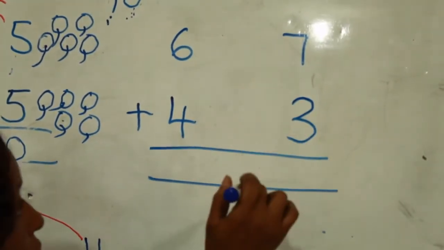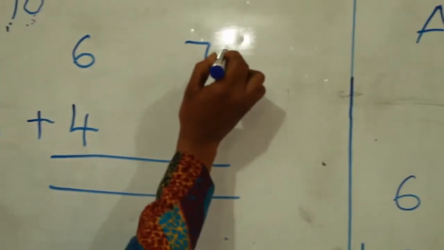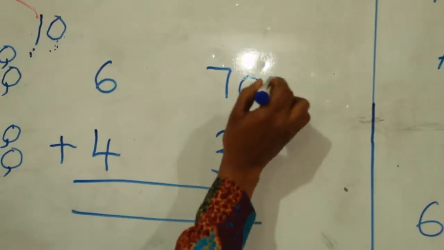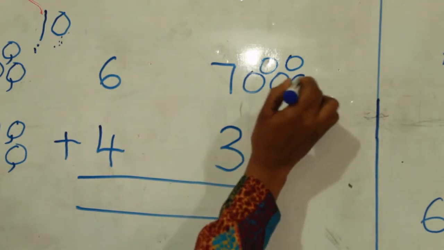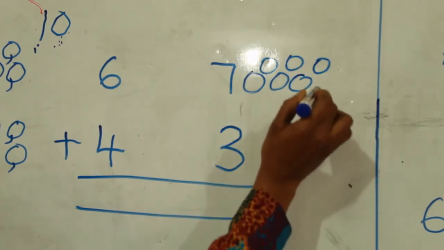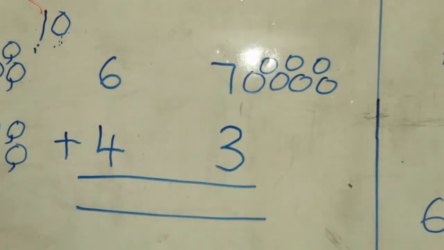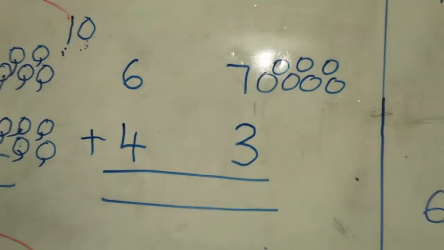Alright, let's start from number 7. Count along with me, children. 1, 2, 3, 4, 5, 6, 7. Good. We've drawn 7 counters for number 7.